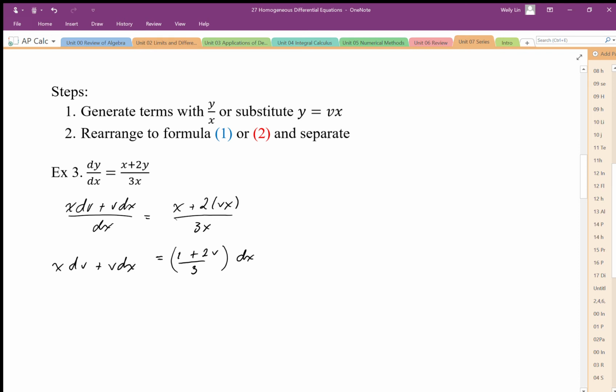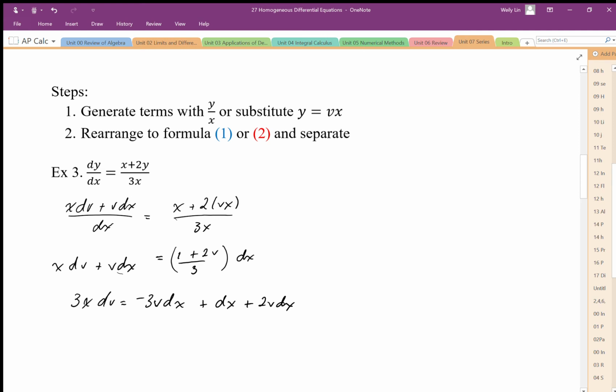Okay, so we want to group the v terms with the dx on this side. So we end up with x dv on this side, and then actually let's do this first. Let's go 3x. We're going to multiply both sides by 3, so we end up with negative 3v dx. Okay, and then that's going to be plus 1 dx plus 2v dx when I multiply into those brackets.